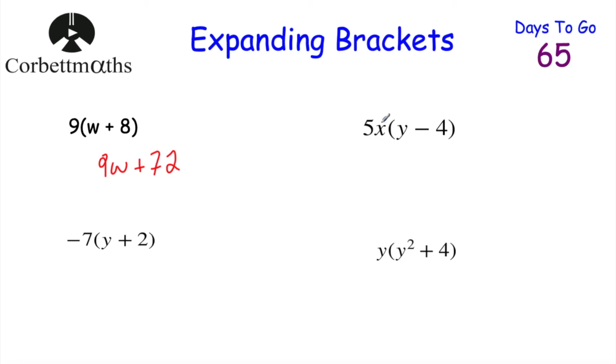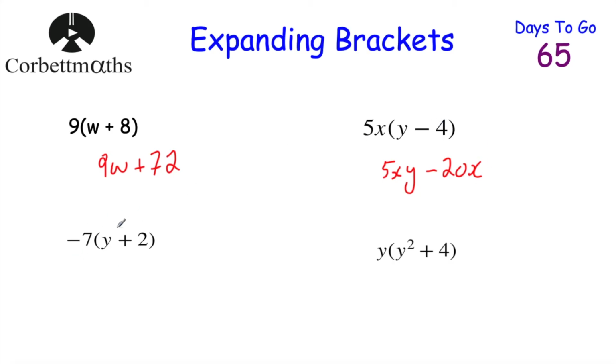Okay, next one, we've been asked to expand 5x bracket y minus 4, close brackets. So we need to multiply what's in the brackets by 5x. So 5x times y, well, we just put them together, so that'll be 5xy. And then we've got our minus, and then we need to do 5x multiplied by 4. Well, 5 times 4 is 20, so 5x times 4 would be 20x. So expanding our brackets would give us 5xy, subtract 20x. And if you got that, well done.